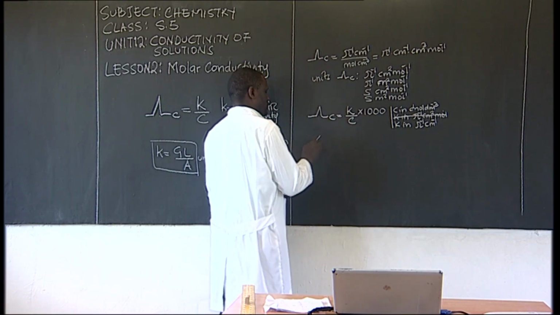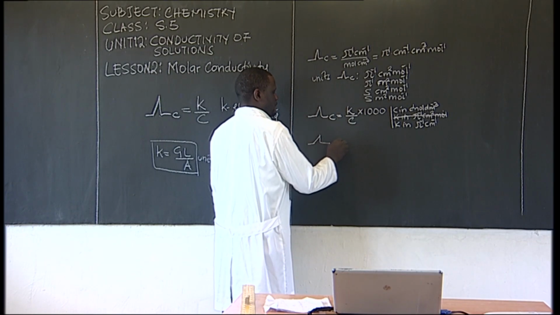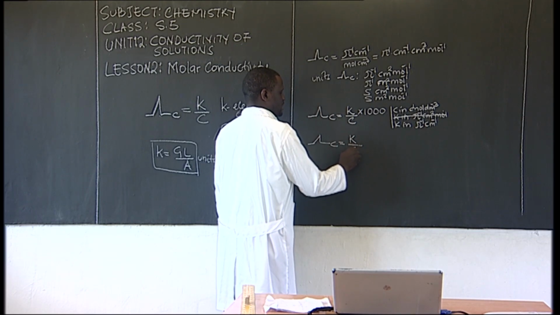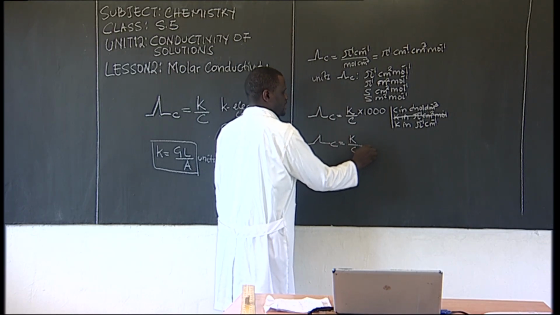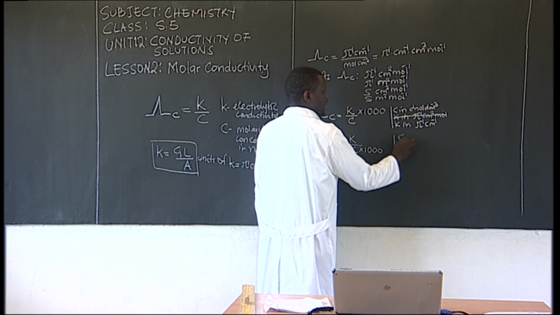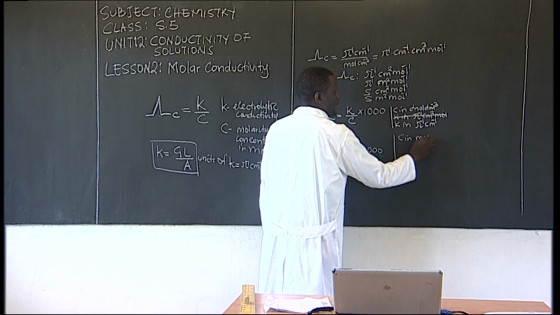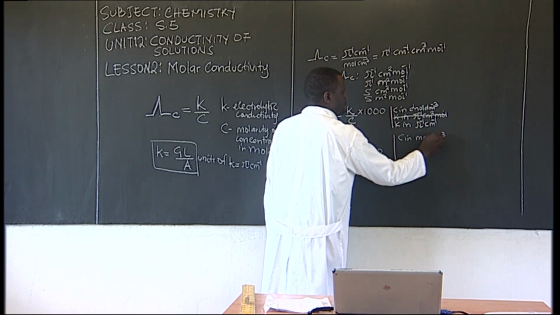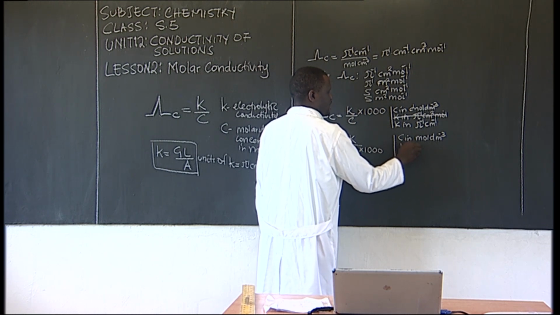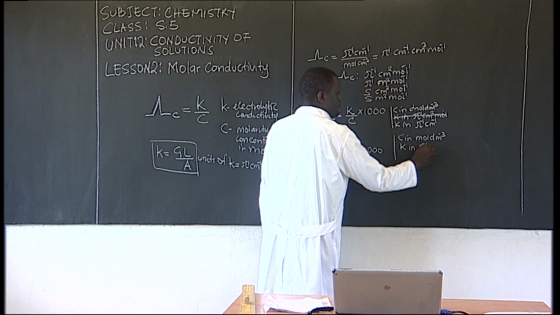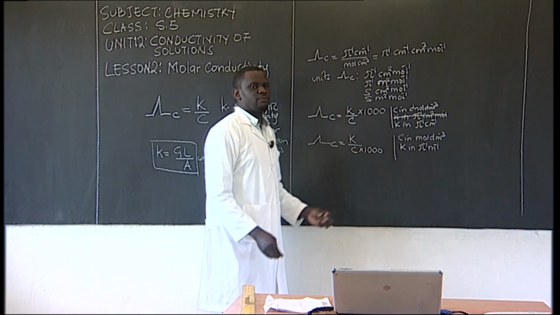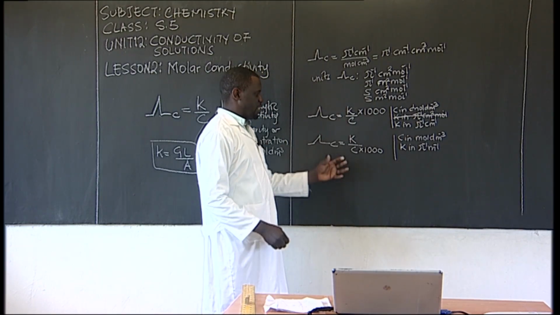Then if we have our units in meter, that is, if we have K over C, we shall divide by 1,000 in our calculations. So we have C again in moles per decimeter cubed, and K in per ohm per meter. When you divide by 1,000, you cater for the change in units. Or you can change them as you calculate.